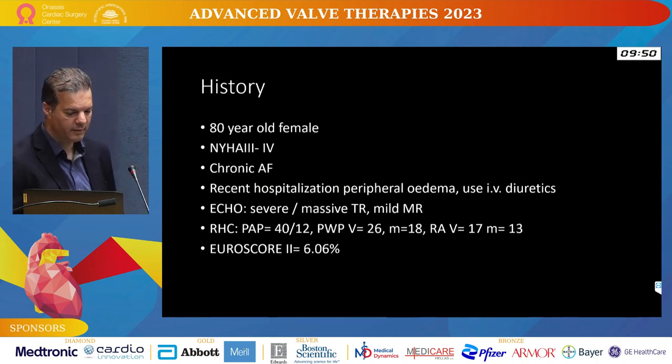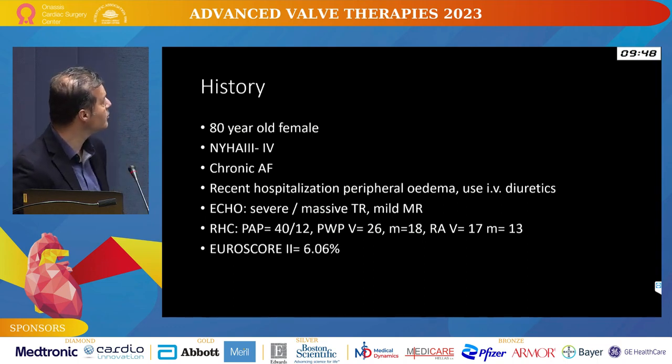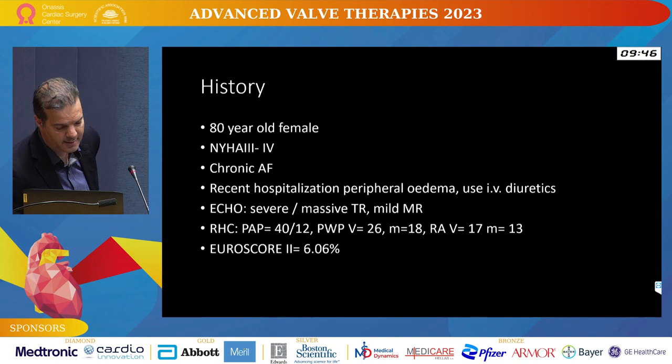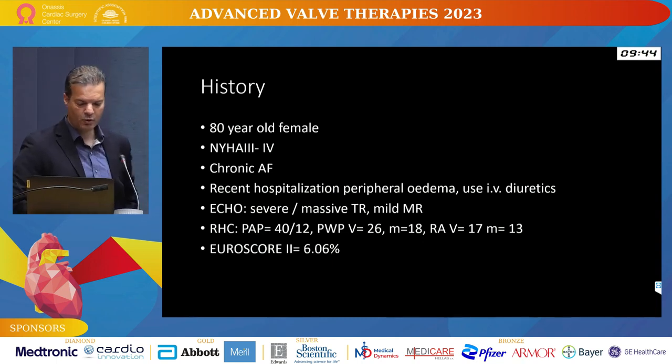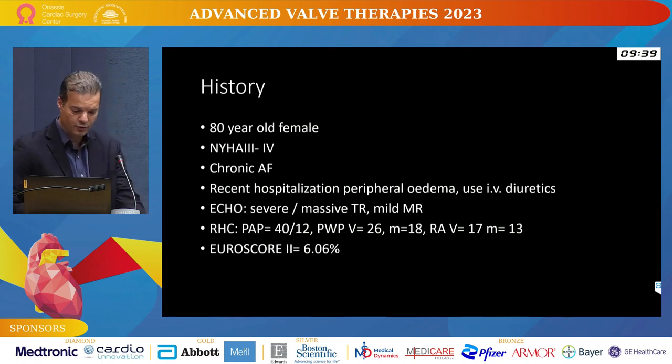It's an 80-year-old female with symptoms of heart failure, NYHA class 3 and 4, because she had a hospitalization for peripheral edema requiring IV diuretics. Chronic atrial fibrillation patient with severe massive tricuspid regurgitation, preserved ejection fraction, mild mitral regurgitation, and normal aortic valve.